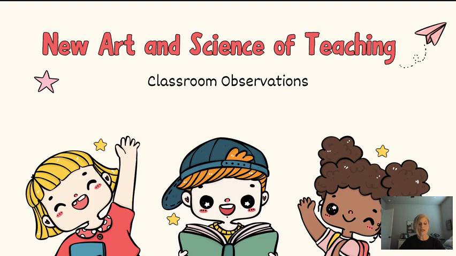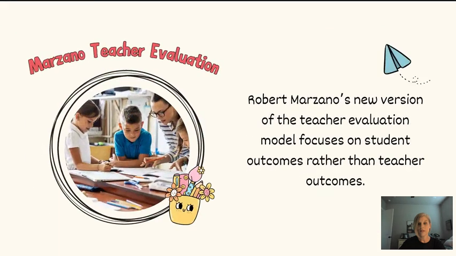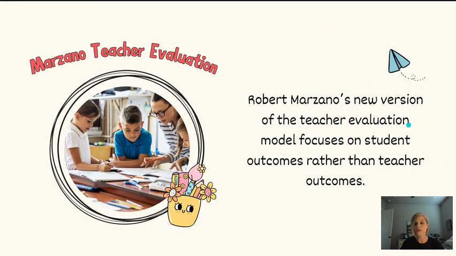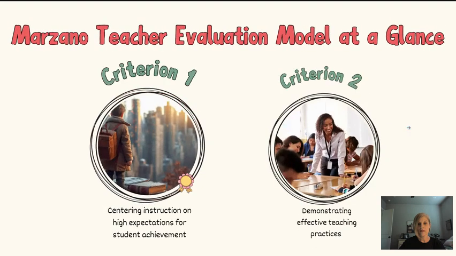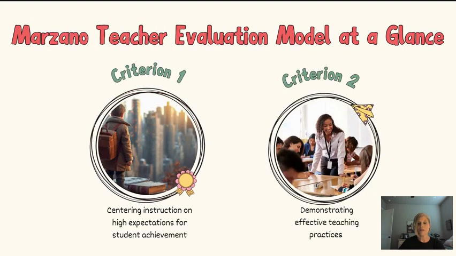Today we will discuss how to conduct classroom observations using Robert Marzano's evaluation model that's outlined in the new Art and Science of Teaching. Robert Marzano's new version of the teacher evaluation model focuses on student outcomes rather than teacher outcomes. There are 8 criteria for this model.